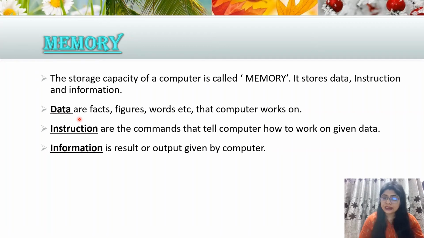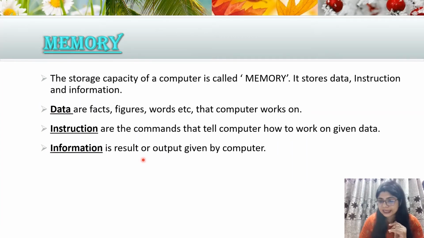Data. What is data? Data are facts and figures and words that computer works on. Whatever we give to computer, these are data. Then instructions are the commands that tell the computer how to work on the given data. Then I give some instructions also on how it has to perform on data. These are instructions, and information is the result or output given by the computer.